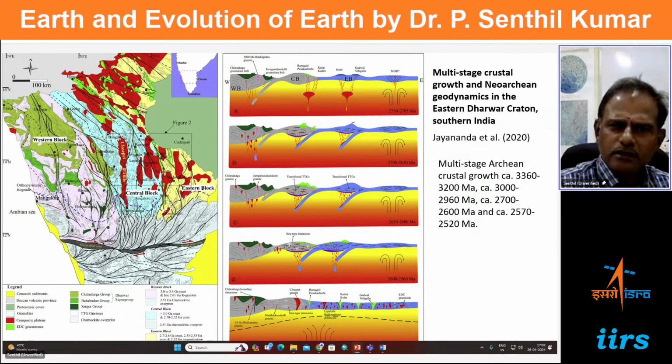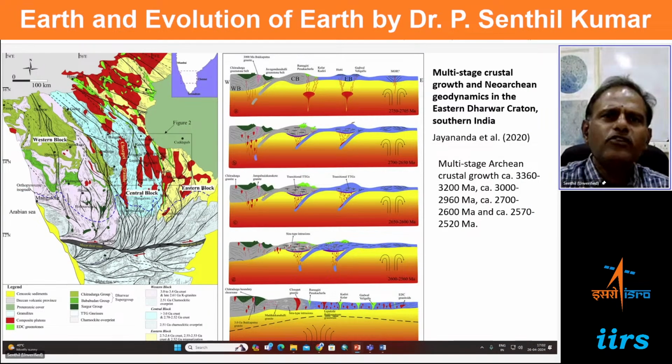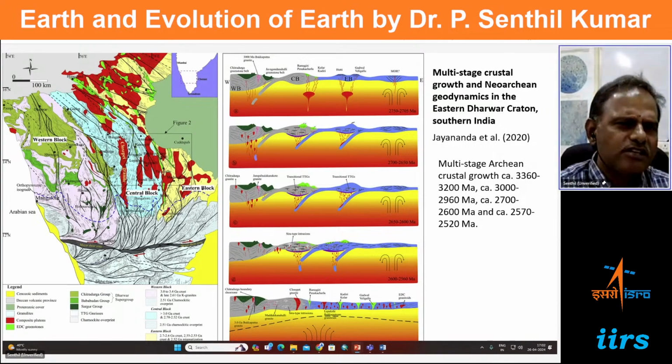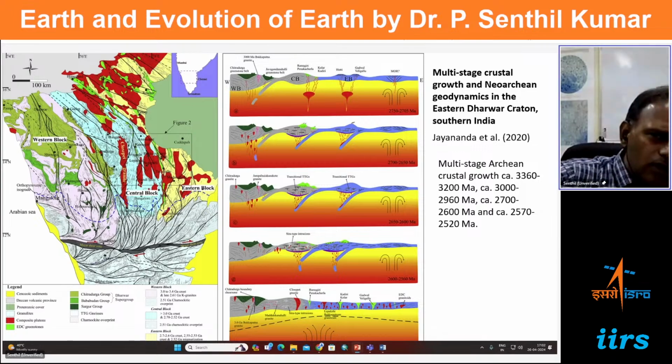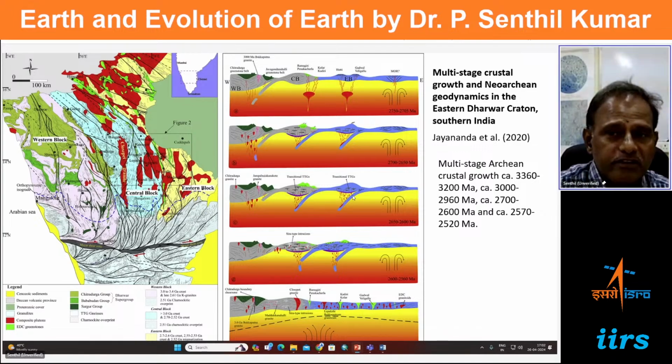Not only that, if you come to the end of Archean, lots of collisions happened. The crust was broken into pieces, they were all colliding and diverging. So this was happening in South India also. And plate tectonics was also operating, with plates going down and one plate going up. So lots of granites are produced because of this subduction process. So this is what we are seeing.